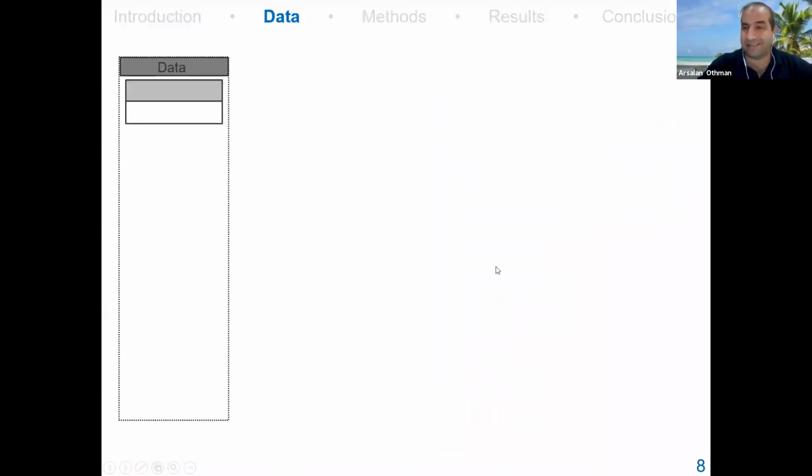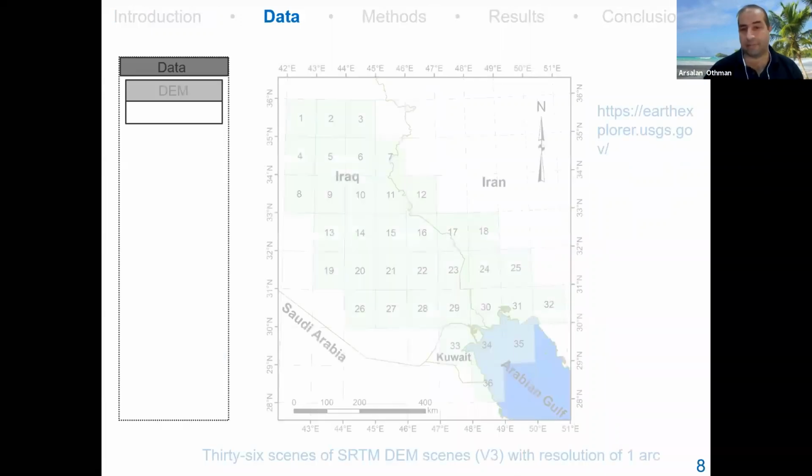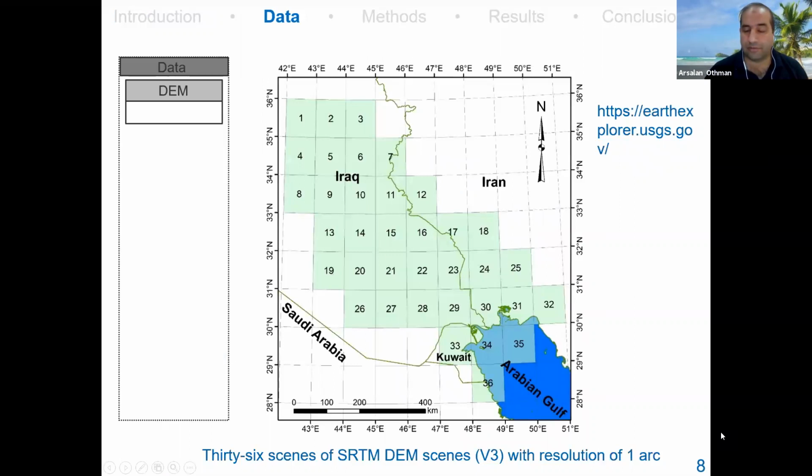Then I'll shift to the data which I used. I used about 63 scenes of the digital elevation model, of the type SRTM, Shuttle Radar Topography Mission. It has a resolution of 30 meters, and after mosaicking this data, it was ready to process.